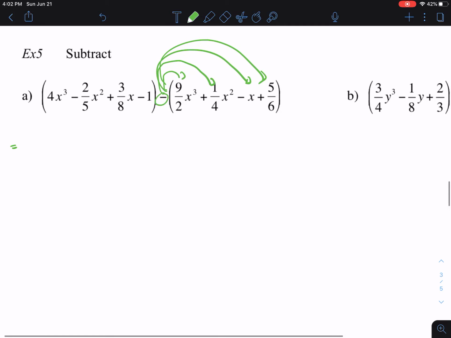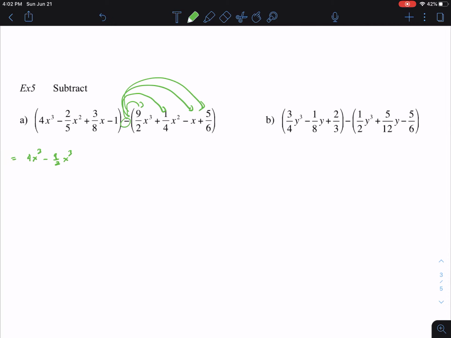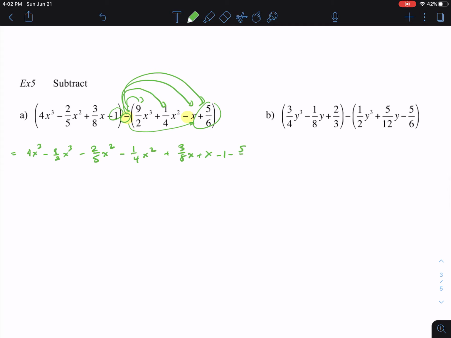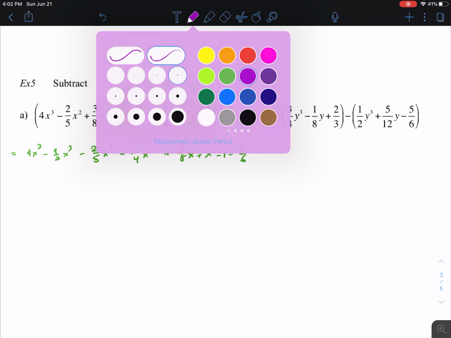So what I'm going to do here is distribute the negative sign and then group these terms as like terms right next to each other. So I have negative 9x to the third next to the 4x to the third. And then I have 2/5 x squared there. And the next term I'm going to have is a negative 1/4 x squared. And then next we have negative 3/8x, and that becomes plus 3/8x. And then we have a negative 1, and then minus, so negative 1 minus 5/6. So now we can start combining these terms.